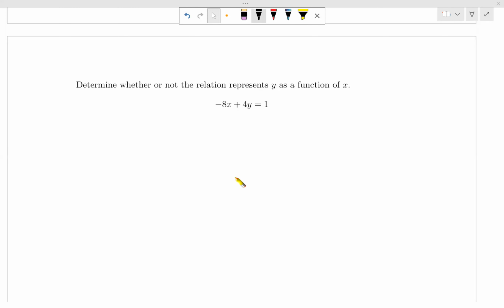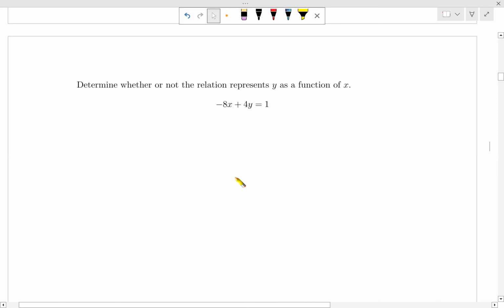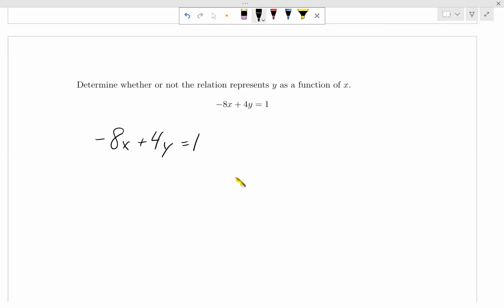Hey, we've got this problem and it says determine whether or not the relation here represents y as a function of x. So to do this, what we're going to do is move everything to one side and solve y in terms of x and see what we get. So we start with negative 8x plus 4y equals 1.